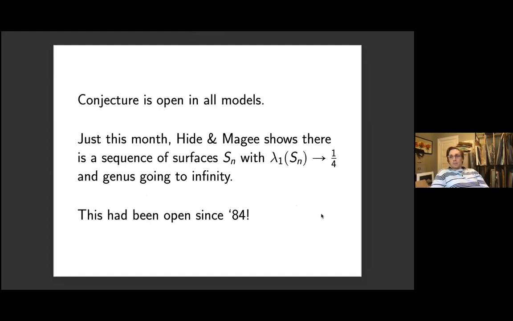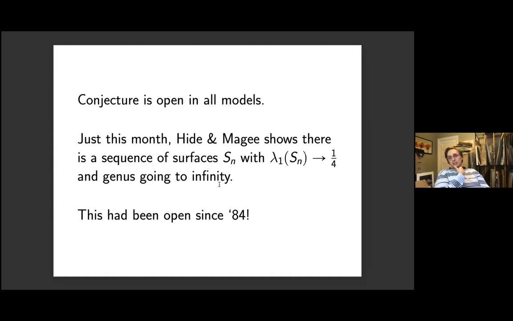Actually, it's only this month, like within the last week, Hill and McGill showed that there's a sequence of surfaces with lambda 1 going to a quarter and genus going to infinity. So if you'll believe it, before last week, it wasn't known if you could build any surfaces in high genus with lambda 1 close to a quarter, even though it was conjectured that lambda 1 is typically close to a quarter. Right, so it's only this summer that we know how to prove there's a sequence of surfaces with genus going to infinity with lambda 1 going to this optimal value of a quarter.